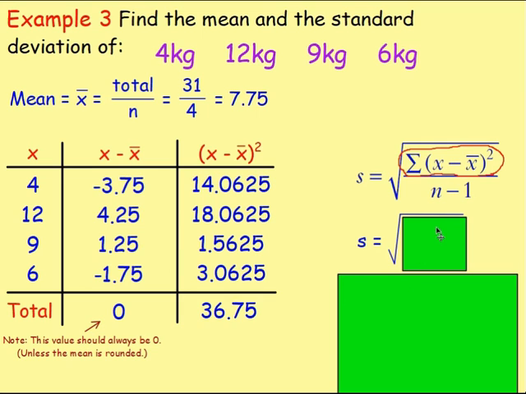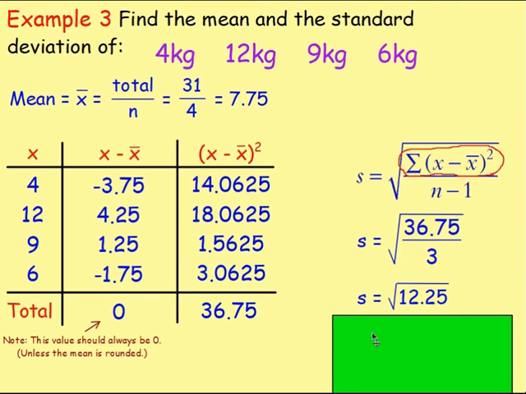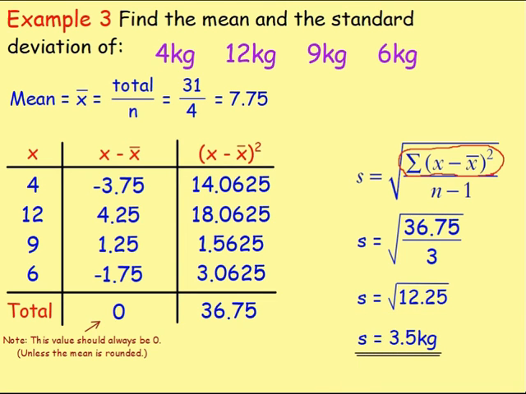So when we put that into our formula, that top line is just that 36.75. We're dividing it by n take away 1. What is n? How many numbers have we got? Well, in the question, we've got 1, 2, 3, 4. Take 1 away, and it gives us 3, so we're dividing that by 3. If you work that out, you could go straight to your answer if you like, or if you do the 36.75 divided by 3, you get 12.25, and if you work out the square root of that, well, everybody knows that. It's 3.5 kilograms, obviously.